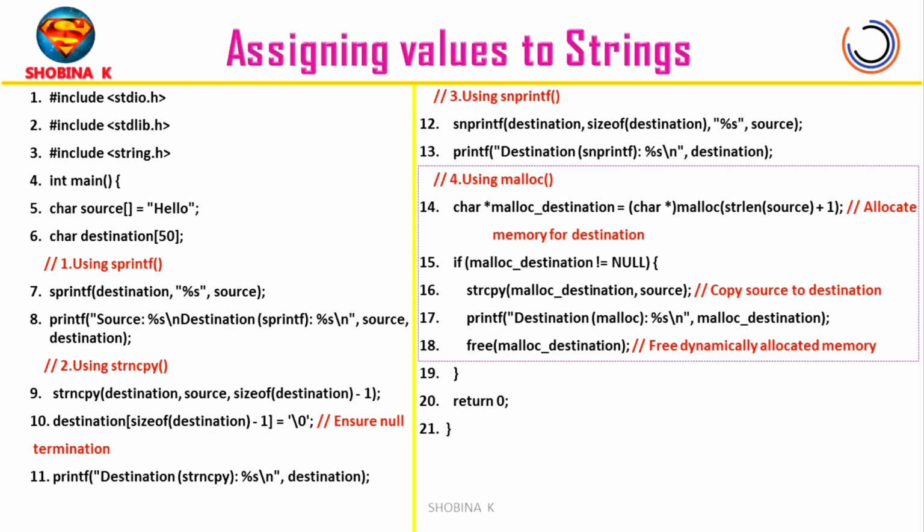And finally, we free the dynamically allocated memory using the free function to prevent memory leaks. The return statement indicates the successful execution of the program. Overall, the code demonstrates the 4 different methods for assigning values to strings in C using functions like sprintf, strncpy, snprintf, and malloc. Each method is demonstrated with proper null termination and memory management.